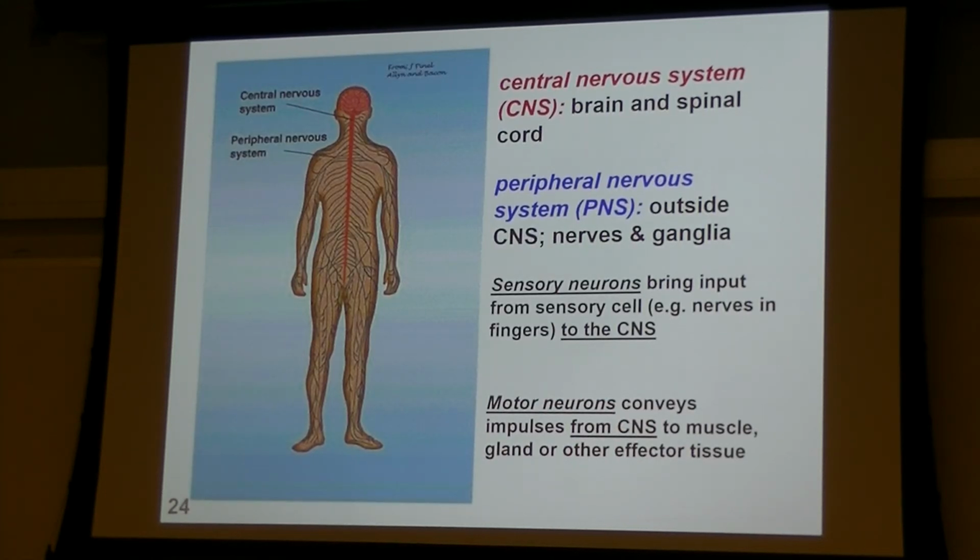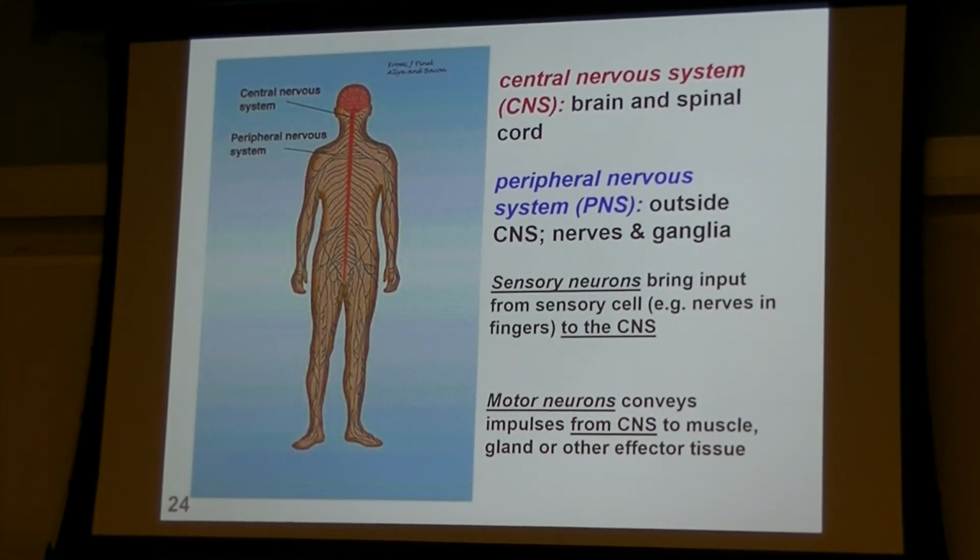So, just a background slide here, the central nervous system. Of course, when we talked about that, we mean the brain and the spinal cord, shown in red in the diagram. And then we also have the peripheral nervous system, which would include structures outside the CNS, so nerves and ganglia, and then two different types of neurons: sensory neurons bringing input into the CNS, and motor neurons taking impulses from the CNS to move muscles or glands or other tissues.